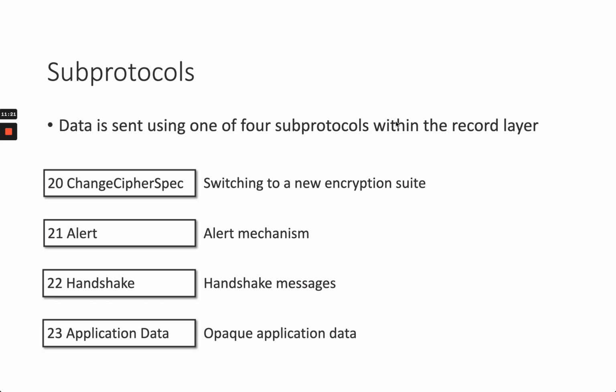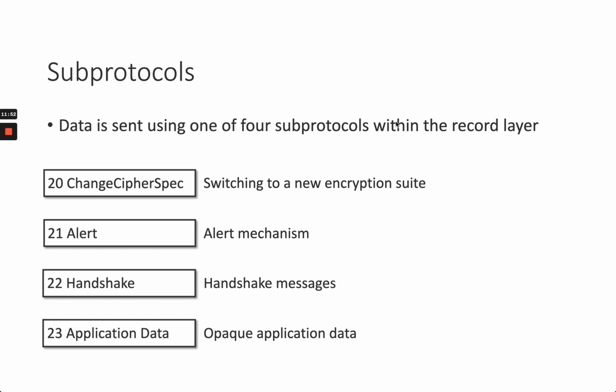So what do they do? Well, number 20 is change cipherspec. This means that something's happened, like a handshake or some other information has been received, and we're now going to switch to a different encryption suite. So this is used, for example, at the beginning when you begin encryption, but it's also used later if you change key or you change cipher. The alert mechanism is 21. That's any kind of notification to the other party that they've got a bad certificate or that you're ending the communication, these kind of things.